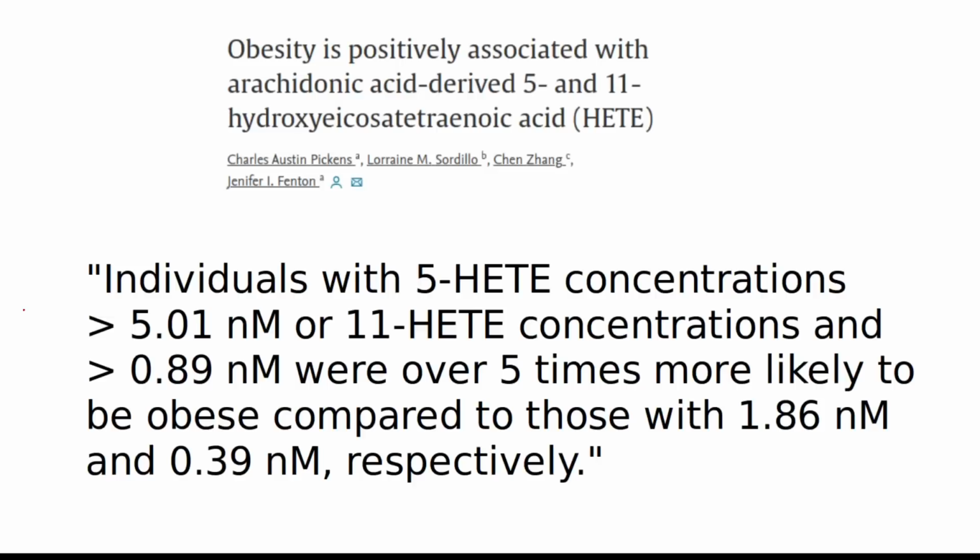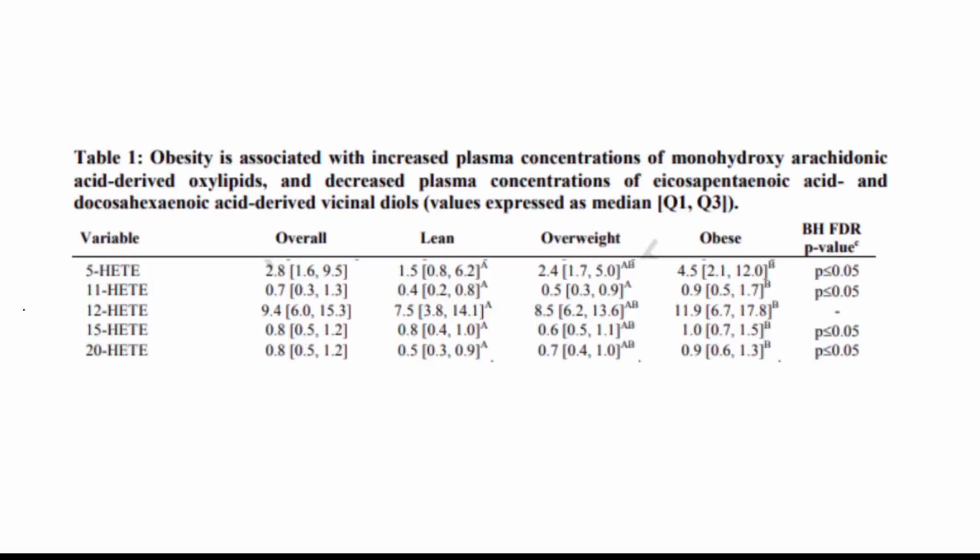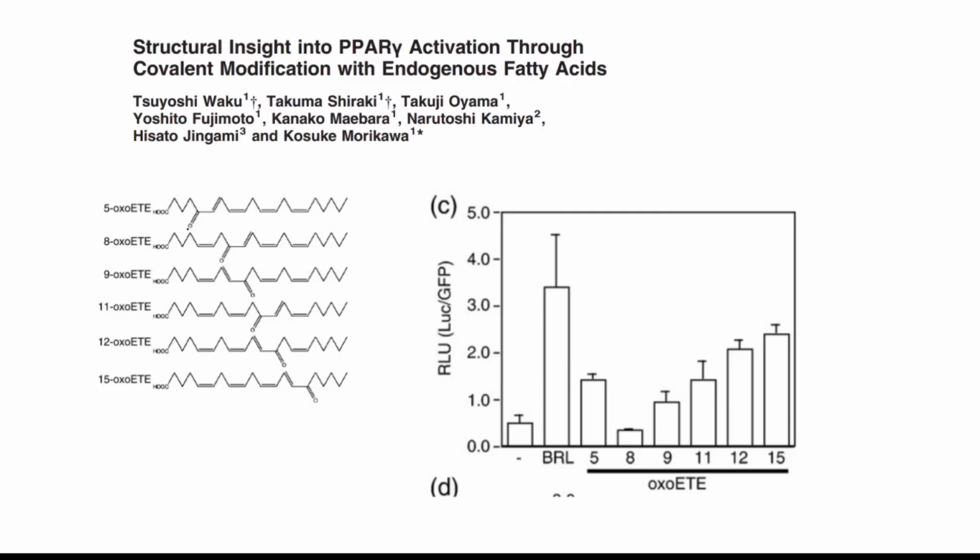This is just a second study showing the same thing. Obesity is positively associated with 5- and 11-HETE, and you see that individuals with 5-HETE concentrations greater than 5 nanomolar were over 5 times more likely to be obese compared to those with 1.86 nanomolar, and the same thing is true of 11-HETE.